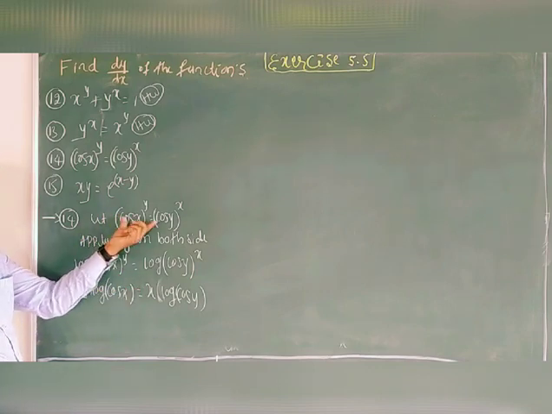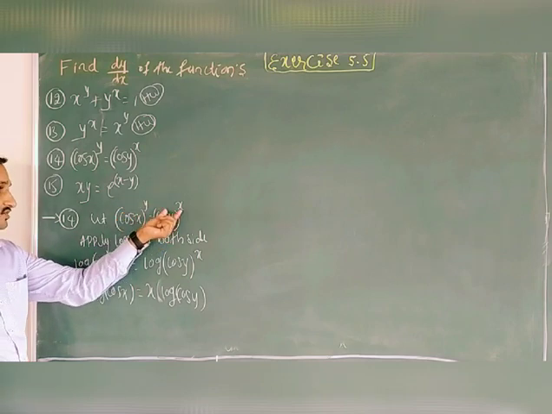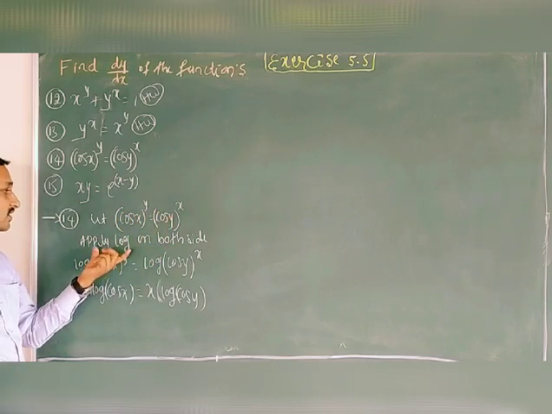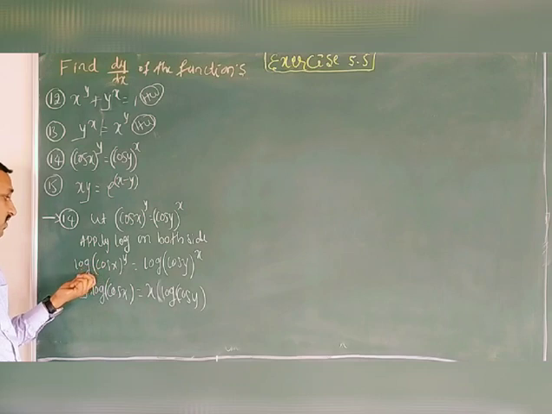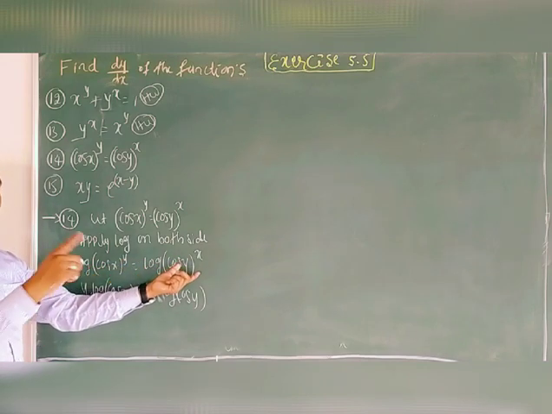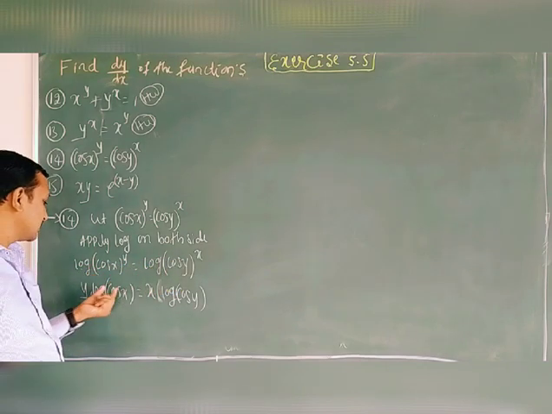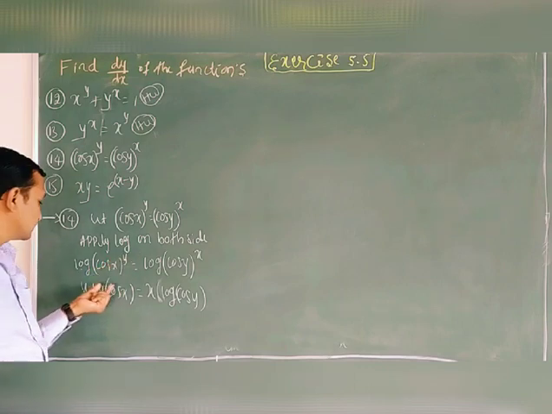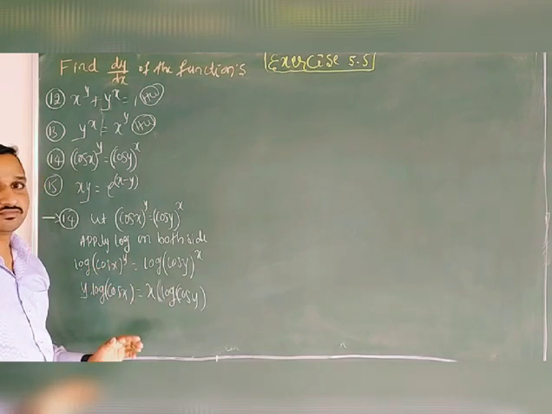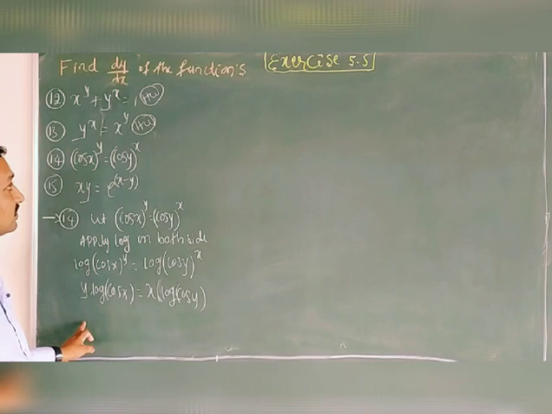First of all, you take the given relation. This is also function raised to function on both sides, so we apply logarithm on both sides. We get log of this term and log of this term. Then we simplify using log of m raised to n is n log m.